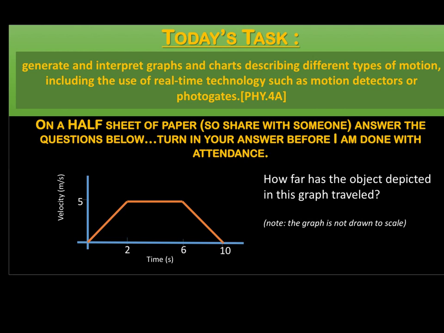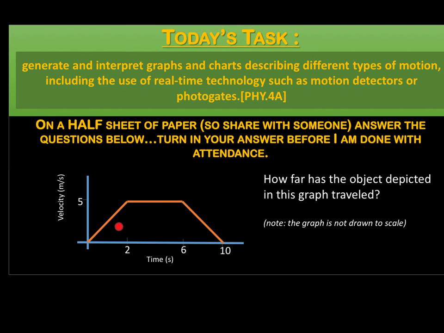So first off, this question says, how far has the object depicted in this graph traveled? Well, the first thing you need to ask yourself is, what type of graph is it? Velocity time graph. It is a velocity time graph. So on a velocity time graph, how do we find distance? Find the area. If you just look at it in terms of area, there are two options.